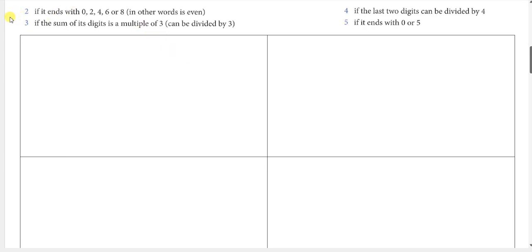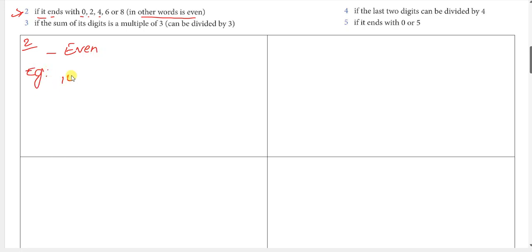Let's take number 2, the divisibility test for number 2. So the condition is, if any number ends with 0, 2, 4, 6, or 8, in other words even. So the divisibility test rule for 2, the one and only, is that it has to be even. So let's take an example.